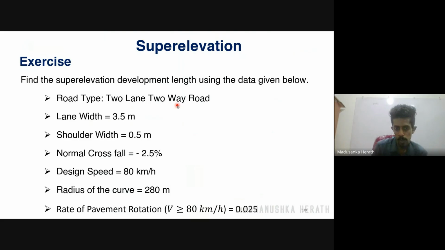So what you have to do is calculate the super elevation development length from both methods. Then we go with the highest value. So first you can write down this question, then we'll have a discussion. First write down this question. Otherwise, you need the data.